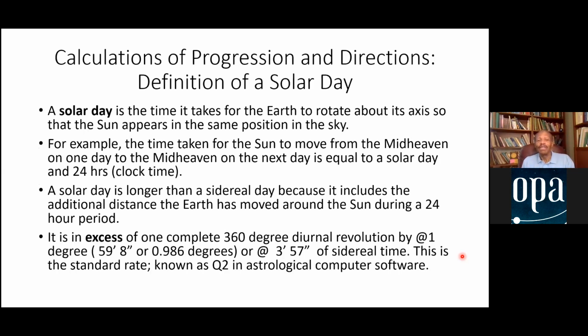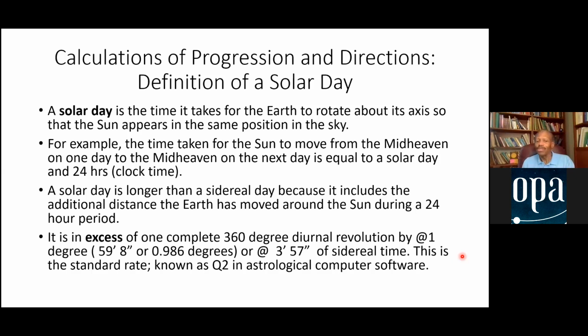So let's look in greater detail at the calculations of progressions, directions, and the definition of a solar day. A solar day is the time taken for the Earth to rotate about its axis so that the sun appears in the same position in the sky. For example, the time taken for the sun to move from the midheaven on one day to the midheaven on the next day is equal to a solar day and 24 hours of clock time.